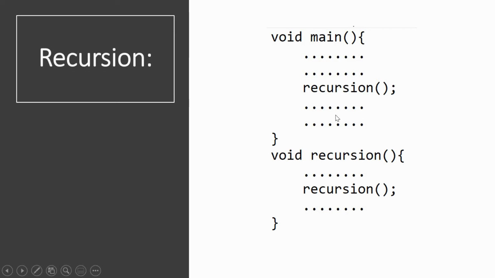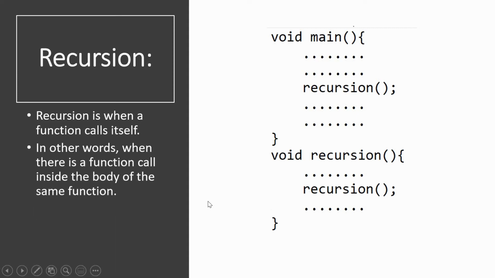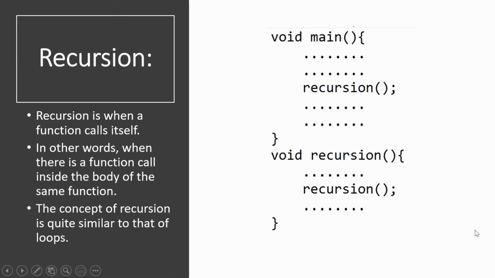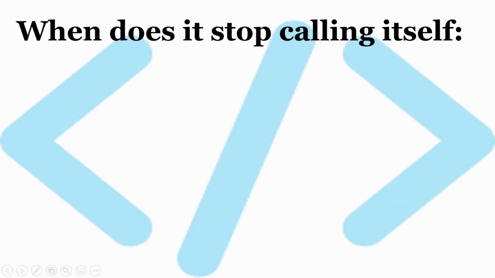Just to brush up theory a bit, recursion is when a function calls itself. You can see recursion is the function and it is calling itself inside the body of the function. This concept of recursion is quite similar to a loop. You can see recursion calls this function recursion, this recursion again calls the function. So there's a looping kind of activity going on over here. So is this nothing but an infinite loop? Let us see. When does the function stop calling itself?